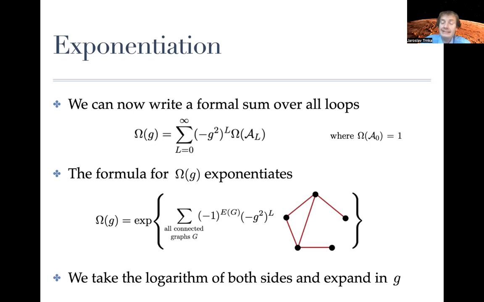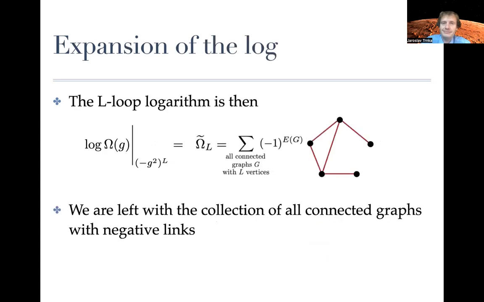And I can take a logarithm of both sides and expand in g. So I have an L-loop logarithm of the amplitude, and this is a sum of all connected graphs with L vertices. So this is a new expansion for the logarithm of the amplitude as the D-log forms of some positive geometries, so negative geometries: the space of L loops with some negative conditions imposed between them.